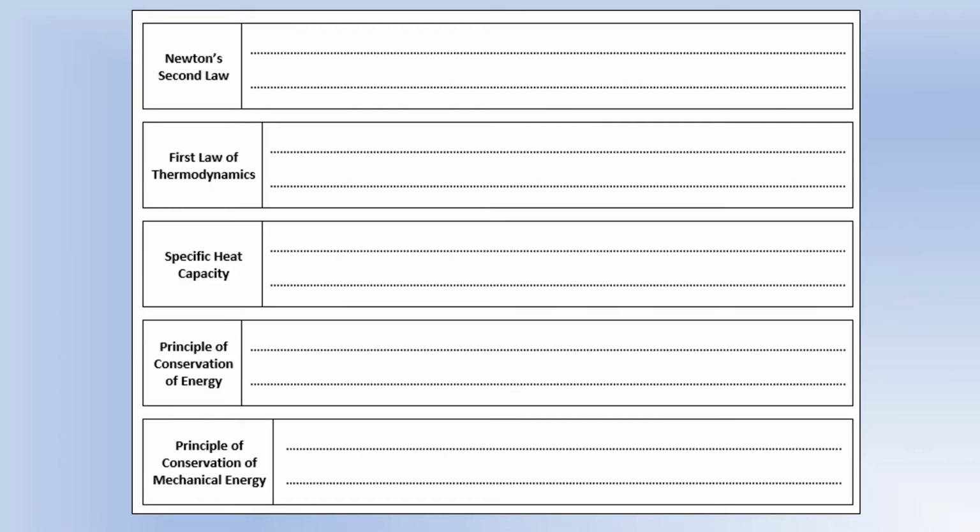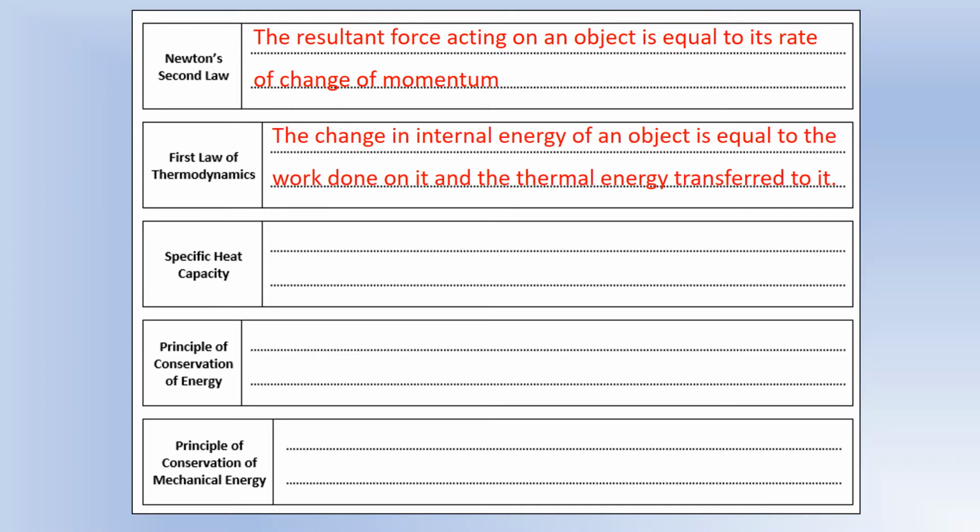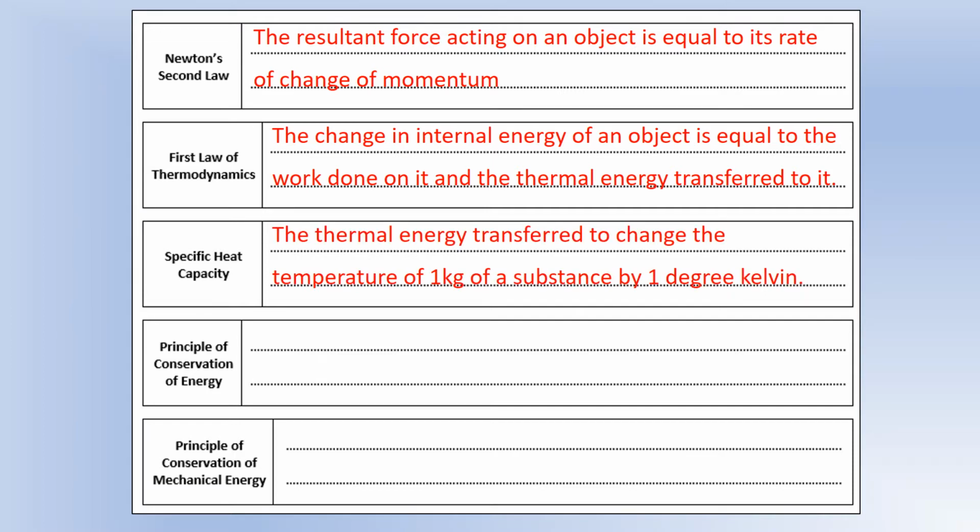Moving through the remainder of the definitions, Newton's second law states that the resultant force acting on an object is equal to its rate of change of momentum. The first law of thermodynamics says that the change in internal energy of an object is equal to the work done on it and the thermal energy transferred to it.